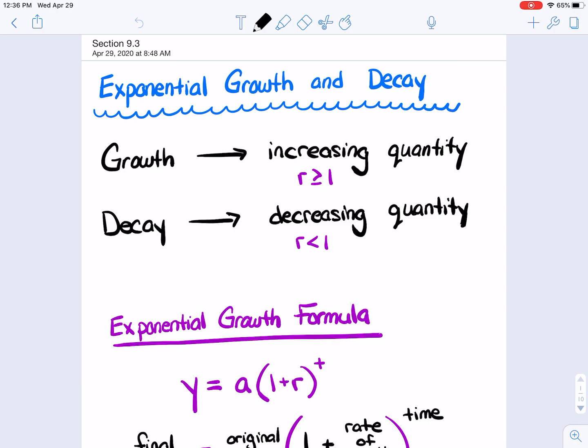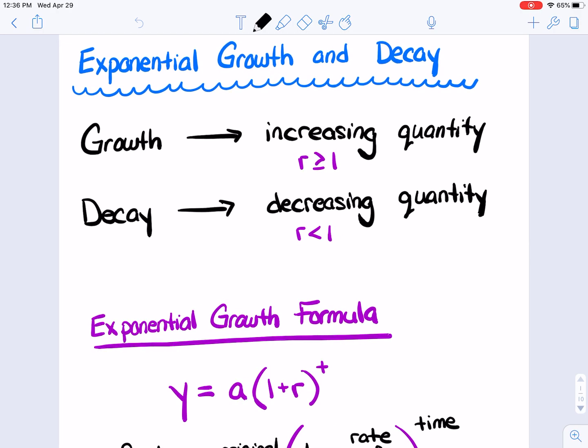Section 9.3 is on exponential growth and decay. When you have exponential growth, or growth in anything, that is when the value or the quantity increases. In this case, your R, which is your common ratio, has to be greater than or equal to 1. When you have exponential decay, or decay in anything, that is when your quantity or your value is decreasing. In exponential functions, that is when your R value or your common ratio is less than 1. It's going to be a fraction or a decimal less than 1.